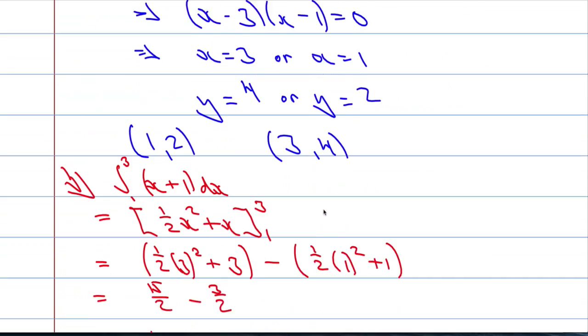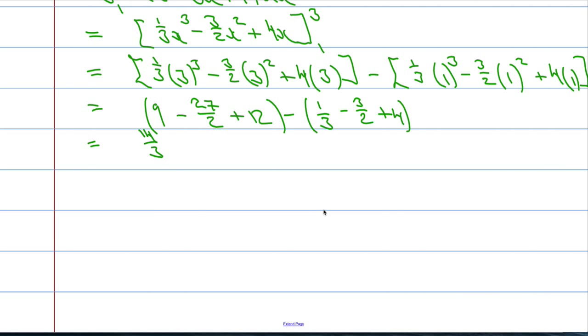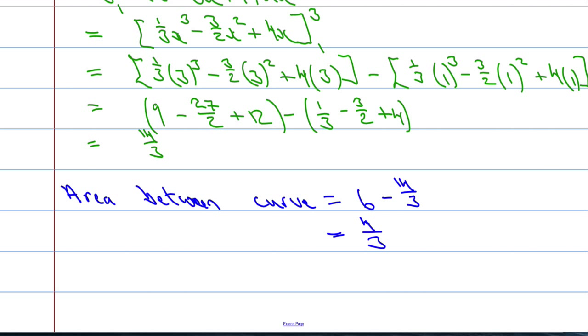The red area was 6. So the area trapped between the curve will equal 6 minus 14 over 3, which is going to give me 4 over 3. Now what I want to do is check it.